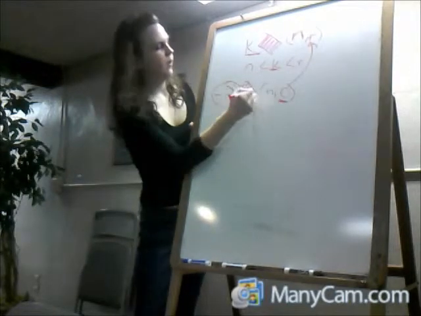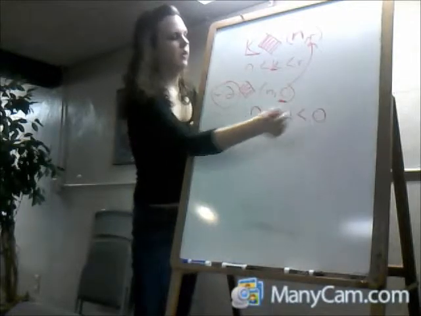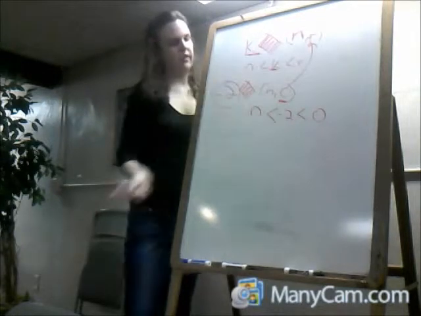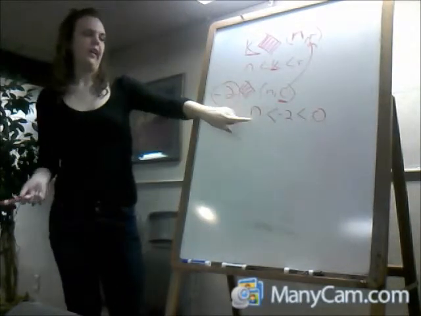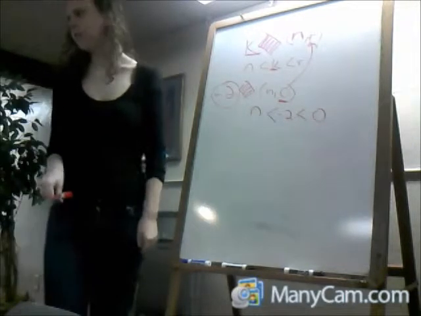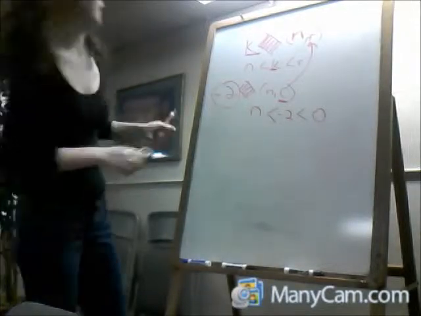So then we're going to do N is less than -2 is less than 0. I'm just plugging in the values for each of these. And really N has to be less than -2, right? So N can be -3, but it can't be anything else. Does that make sense? Okay, so number 14.